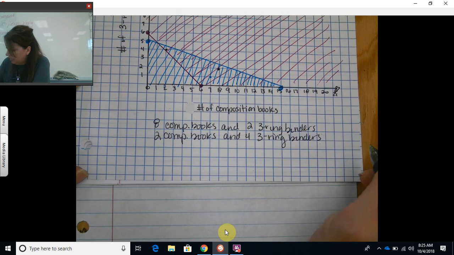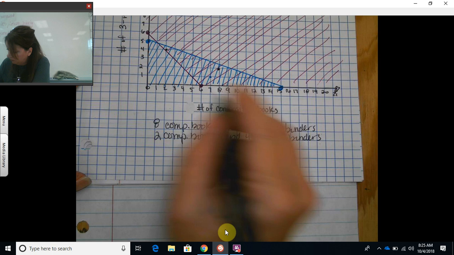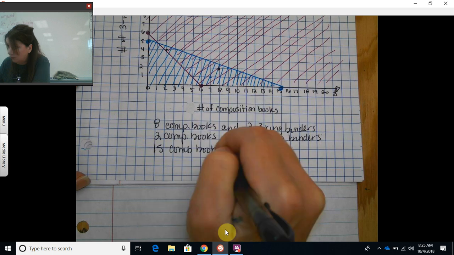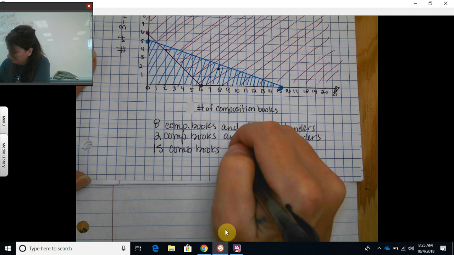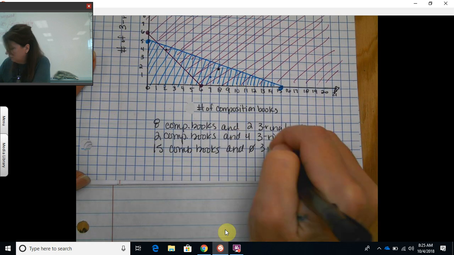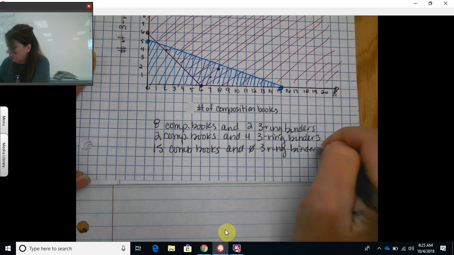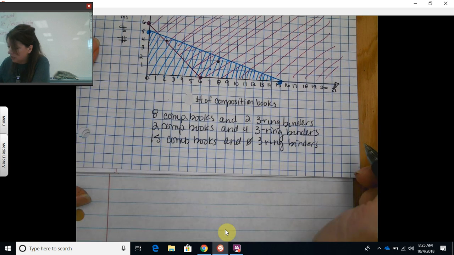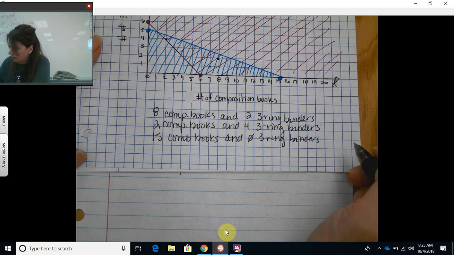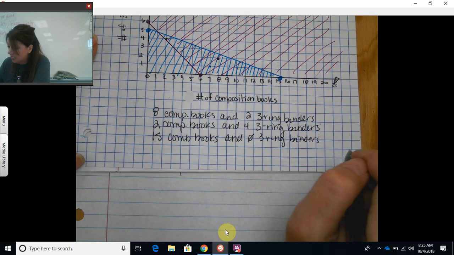Could I do 15 composition books and no 3-ring binders? Yep. It didn't say we had to have both, right? Or can I do 5 composition books and no 3-ring binders? No, right. Can I do, because I meant to say, 5 3-ring binders and no composition books? No, still not 6. Could I do 6 composition books and no 3-ring binders?